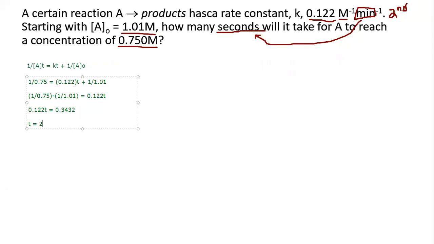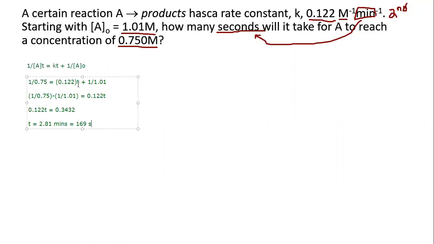And we get 2.81, and this is minutes. So then to get it to seconds, we got to multiply by 60. We get 169 seconds. So that's how long it will take to decrease the concentration from 1.01 to 0.75.